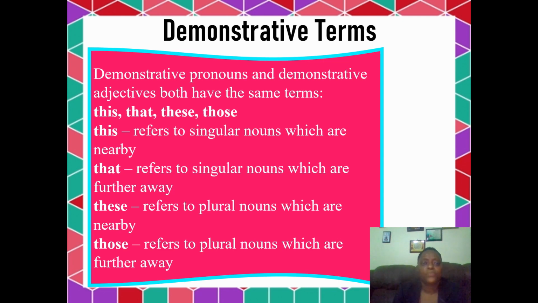Demonstrative pronouns and demonstrative adjectives both use the same words, as was said before: this, that, these, and those. Let us do a little more explanation of these terms. This refers to singular nouns which are nearby, this computer. That refers to singular nouns that are farther away. Then we look at these, referring to plural nouns that are nearby, and those, referring to plural nouns that are farther away.